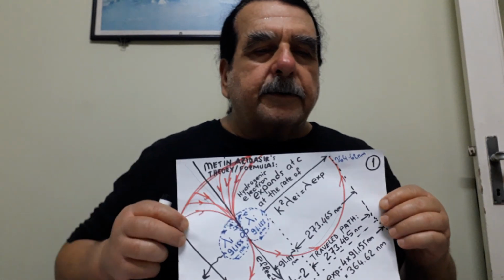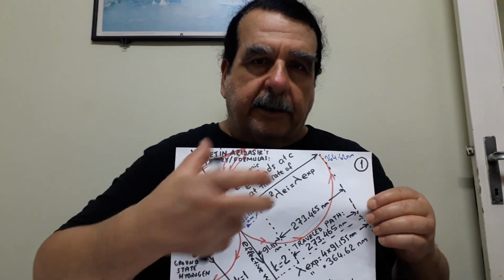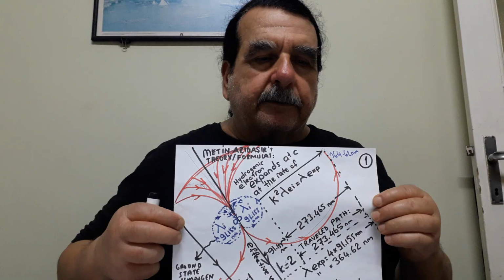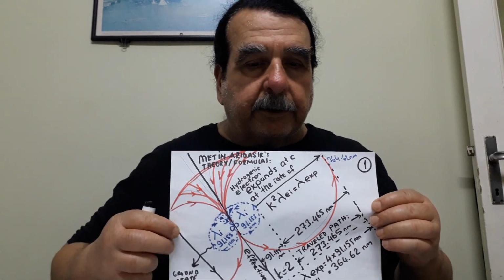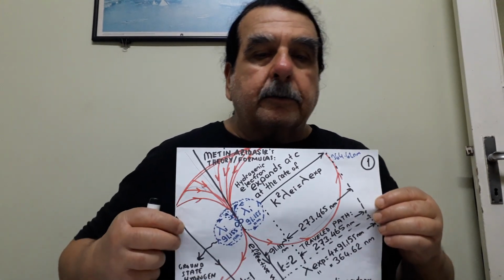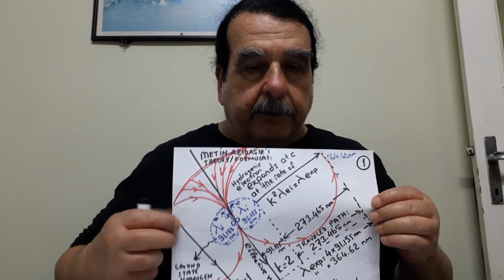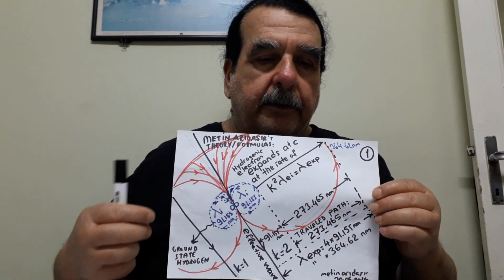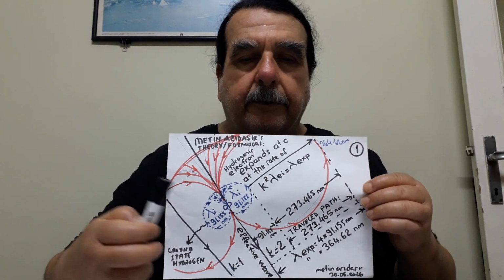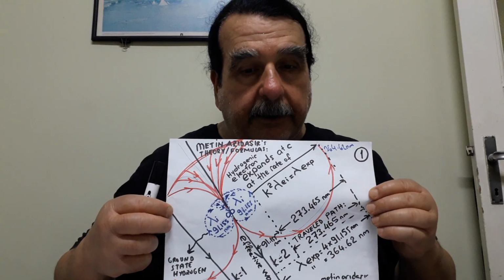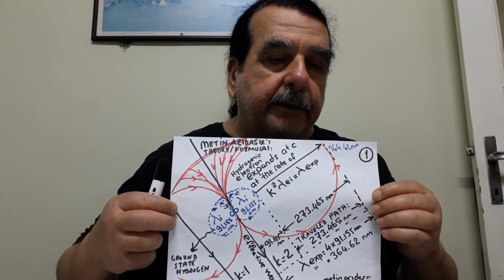Here we see the moment the electron has expanded with its radius increasing from 91 nanometer to 364 nanometer. This means that any point on the electron has covered a distance of 273 nanometer at speed of light in each direction.